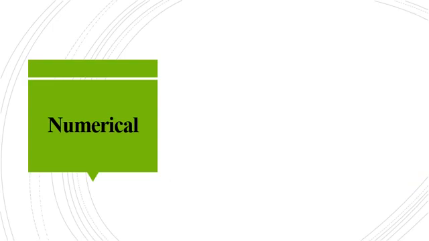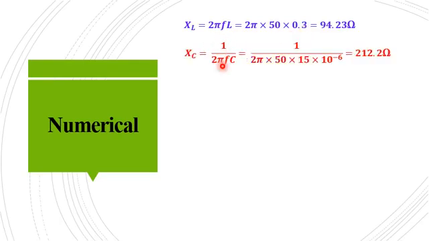XL is 2 pi FL. Substituting for frequency and inductance, we get XL as 94.23 ohm. Similarly, XC is equal to 1 by 2 pi FC, and by substitution we get XC as 212.2 ohms. Here we can see that XC is greater than XL. The circuit will be capacitive in nature. That means the current will be leading the voltage. Why? Because XC is greater than XL.